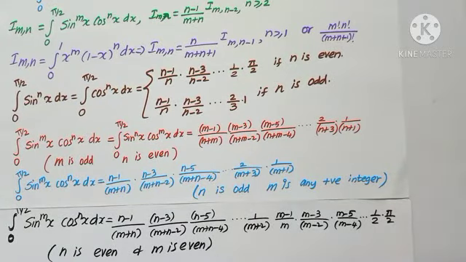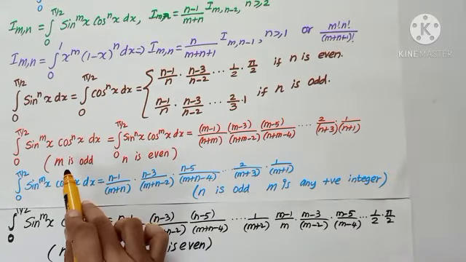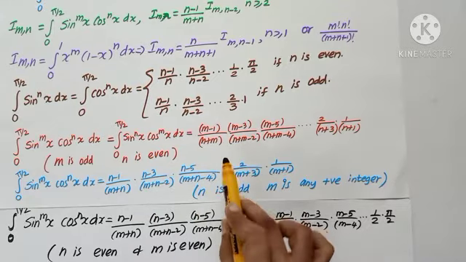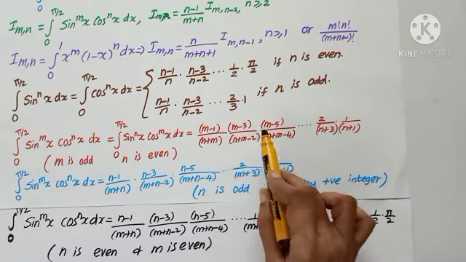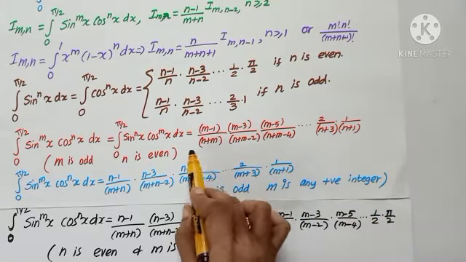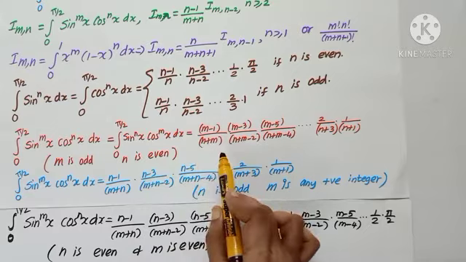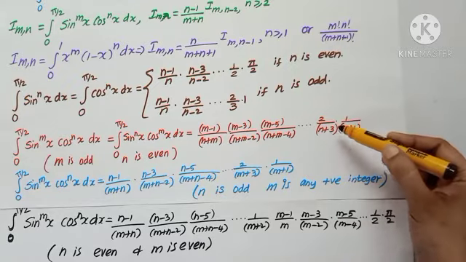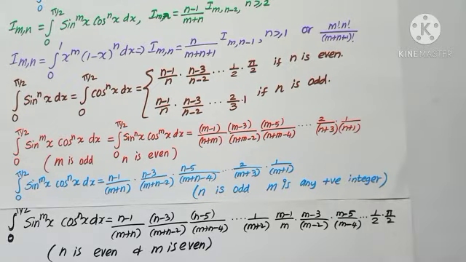First case, m is odd and n is even. We apply m minus 1, m minus 3, m minus 5 and so on. In the denominator, we add the two powers, m plus n, reducing 2 by 2, till we get 2 by n plus 3 and the last term is 1 by n plus 1.